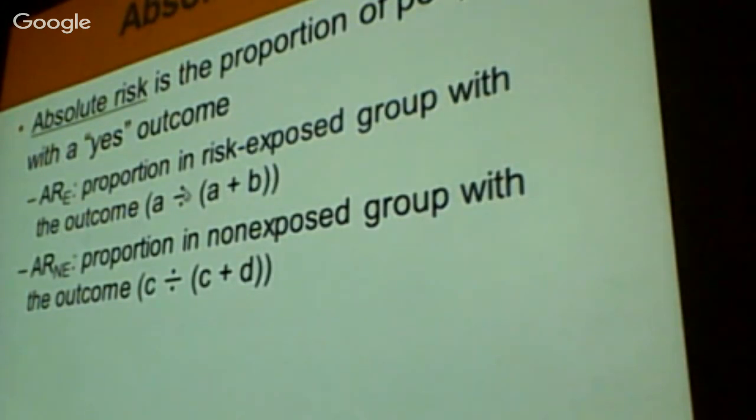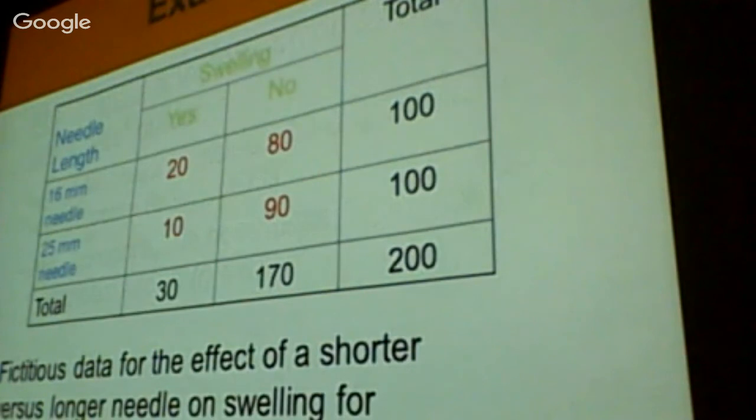So over here, the absolute risk in my 60 millimeter group is 20 over 100. So 20% got swelling. That's the absolute risk of swelling in my exposure group. I call this my exposure group. This is my non-exposure group, because I wasn't exposed to the thing I care about.